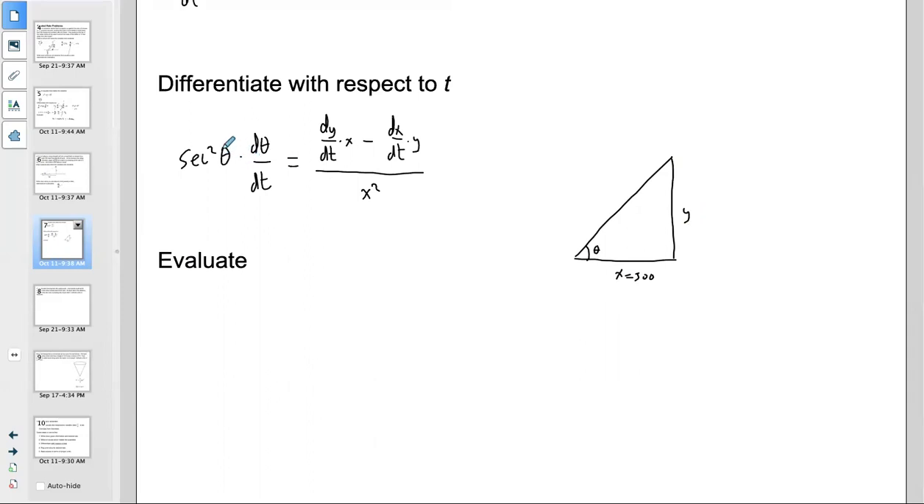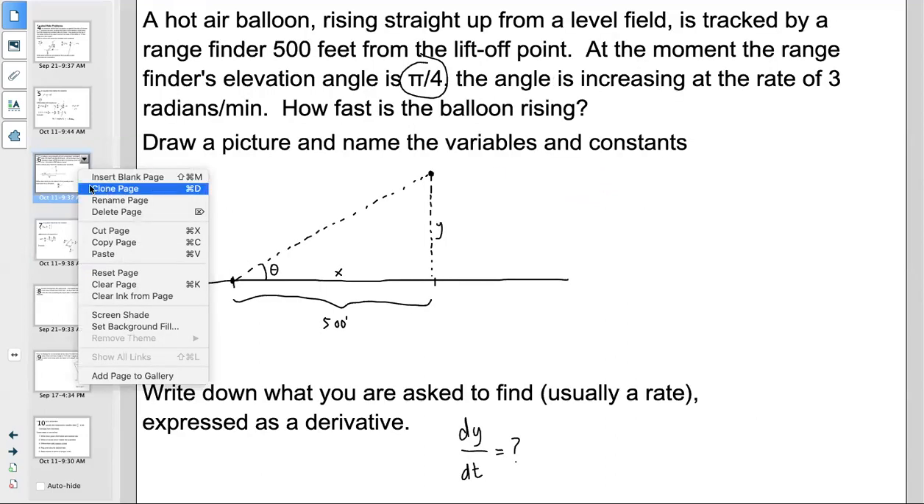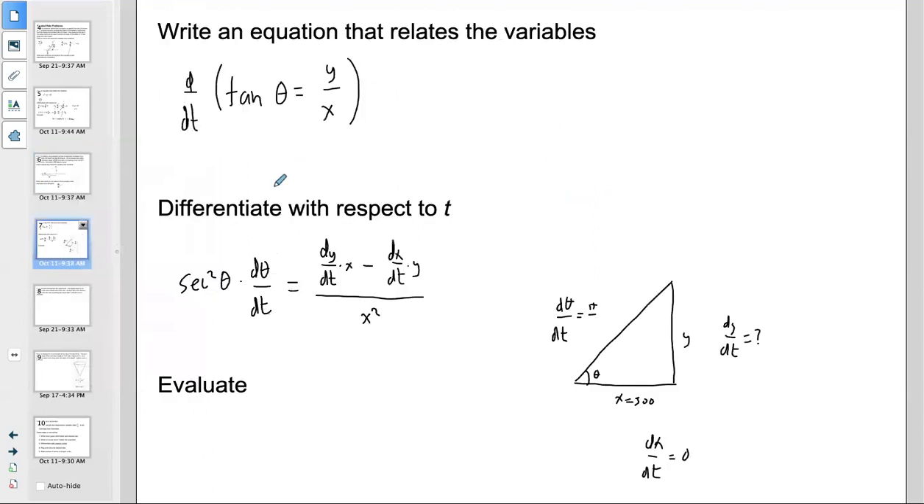So let's see. Secant squared theta dy. So this is why dy dt. I'm looking for dy dt. dx dt is 0. I'm writing down all the rates I know, and d theta dt. Remember, now that I'm evaluating, I'm going to use the numbers they gave me. So this is going to be what was it? Was it 3? Yeah, 3 radians per minute. So I was about to write a pi, and that's clearly wrong. So the d theta dt is 3.